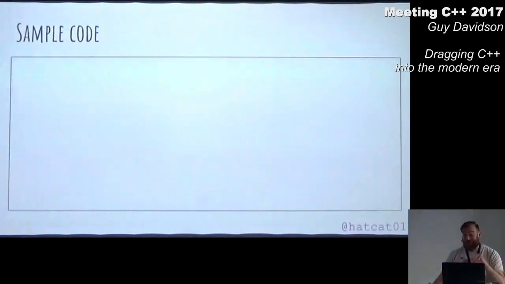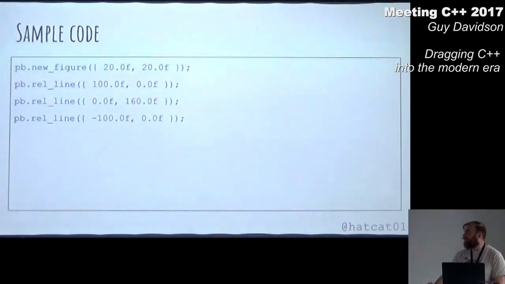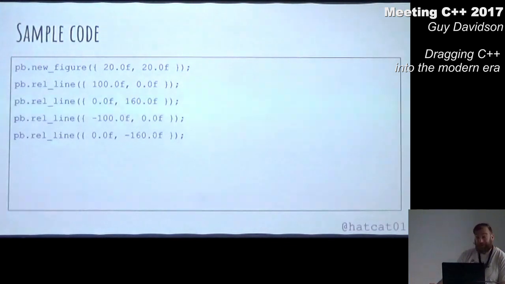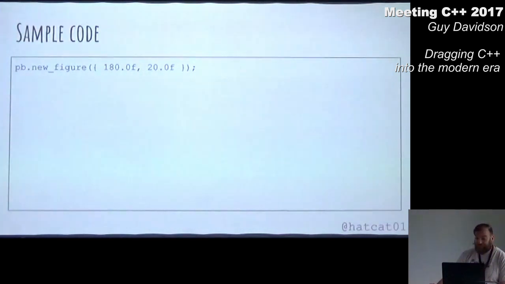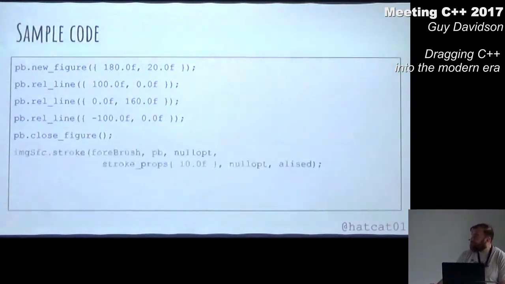Okay, let's try something else. We're going to draw 2 things now. So here's the first. We draw a new figure. Relative line. Relative line. Relative line. 100 to the right. No change up or down. 160 down, 100 left, okay? And then back up. So here's the second. We draw a figure and some lines, close the figure and stroke it onto the surface.